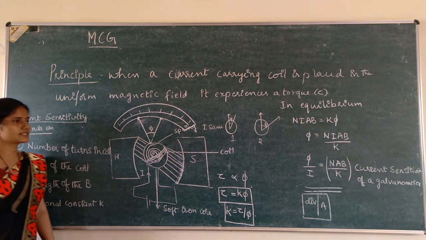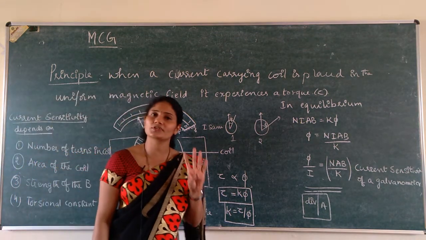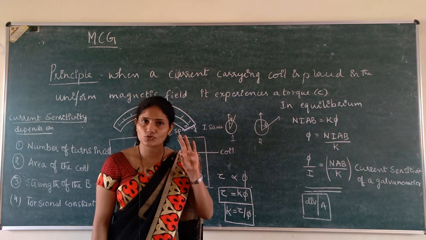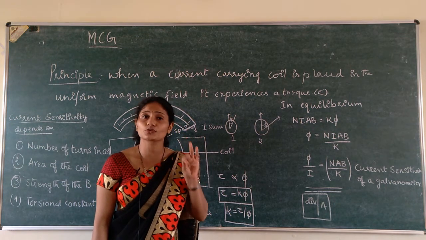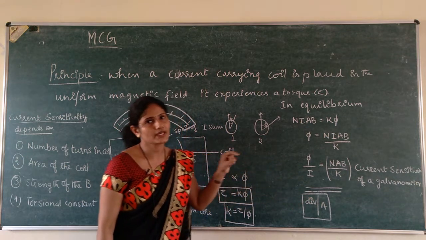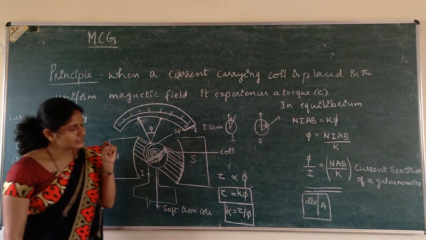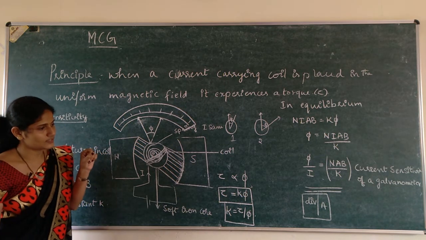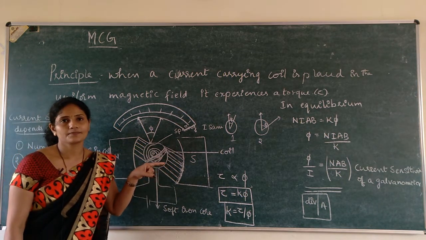Okay. So current sensitivity is directly proportional to the number of turns in the coil, it is directly proportional to the area of the coil, it is directly proportional to the magnetic field, and it is inversely proportional to K, which is a constant. And the SI unit of current sensitivity is division per ampere.